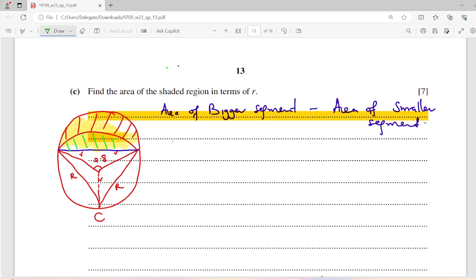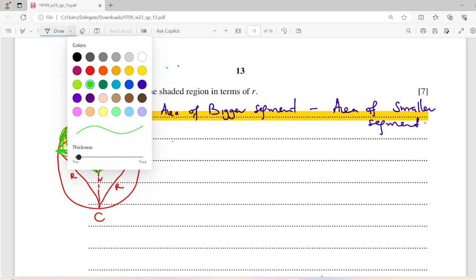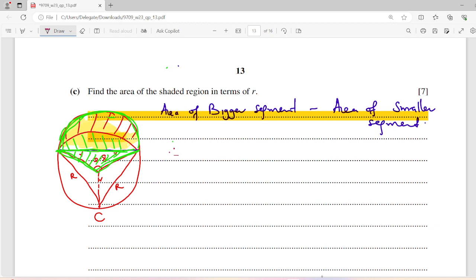But how do I get the area of the bigger segment? It means I'll get the area of a sector, this sector here, from the original circle, and I subtract the area of a triangle. So I'll get the whole area of a sector, which is this one here in green, and I subtract the area of this triangle here, and I'll be left with the other big circle. So I'll say it is the area of a bigger segment, which is a half r squared theta.